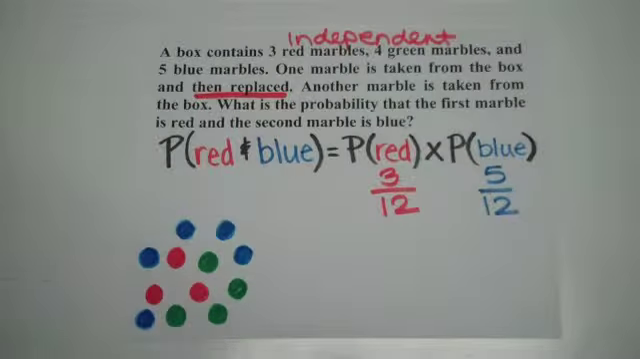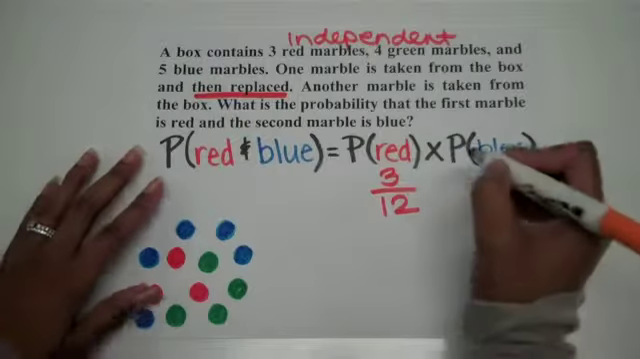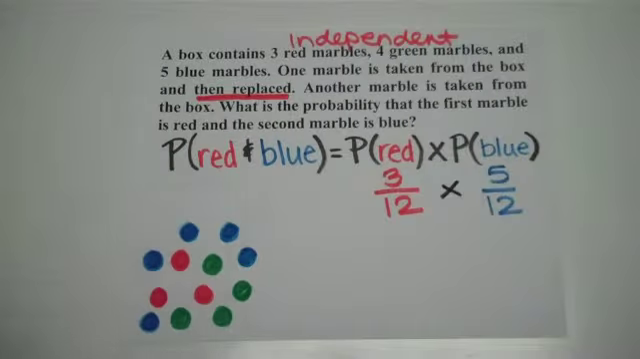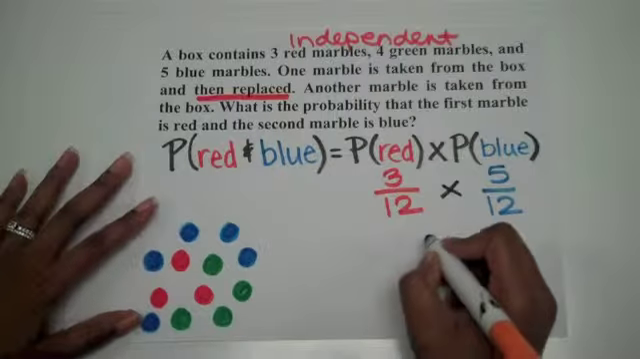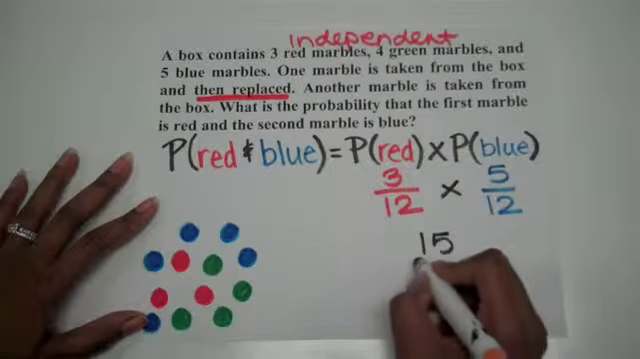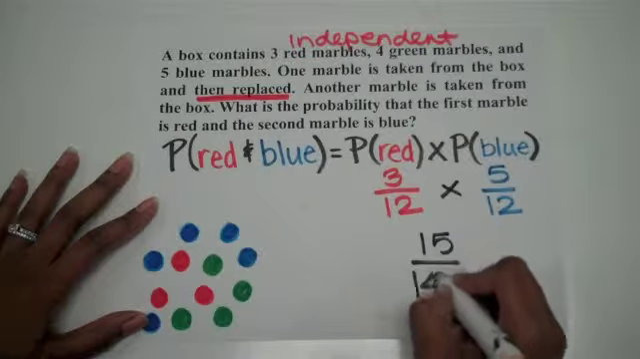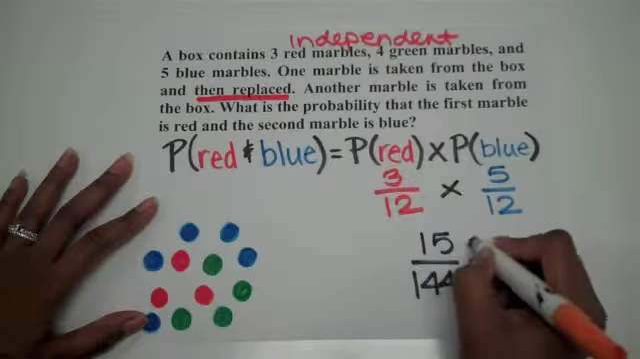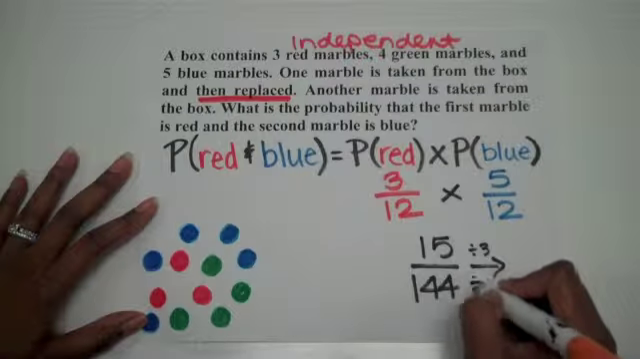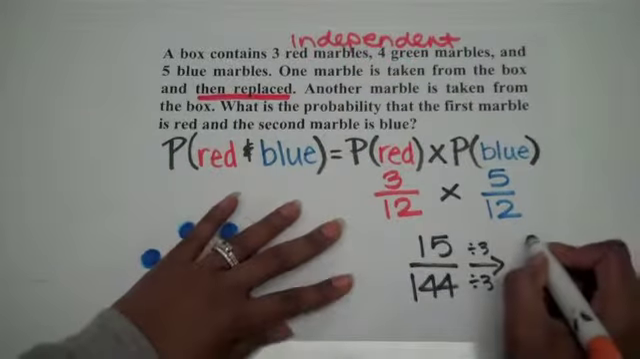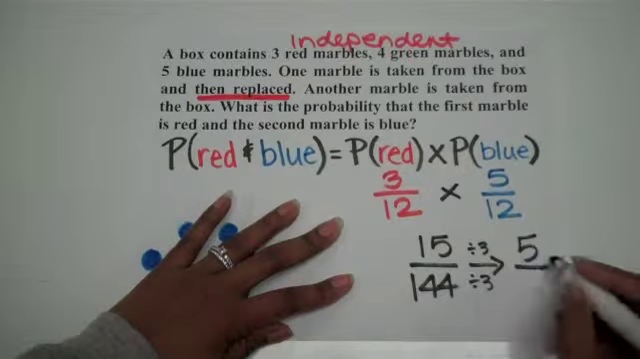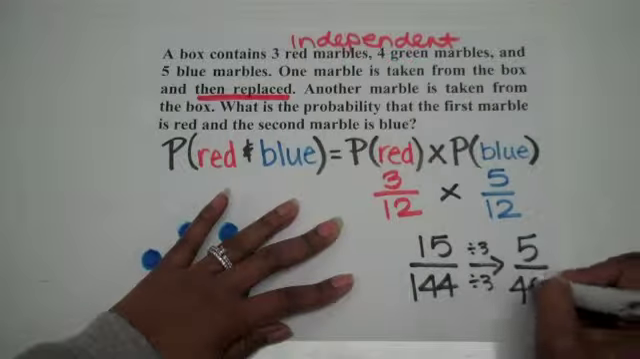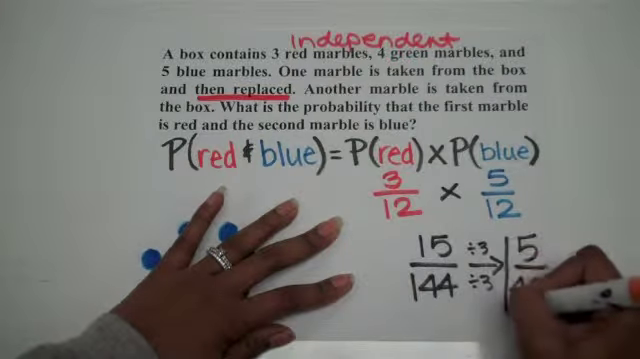And so all I have to do to find my probability is multiply these two. Remember, when you're multiplying fractions, you just multiply straight across. So 3 times 5 is 15. 12 times 12 is 144. And I know that that can be simplified by dividing both of those by 3. And so I get my probability of getting a red and a blue is 5 out of 48.